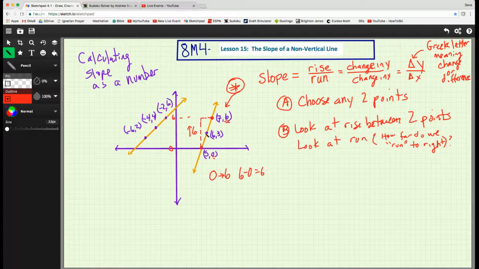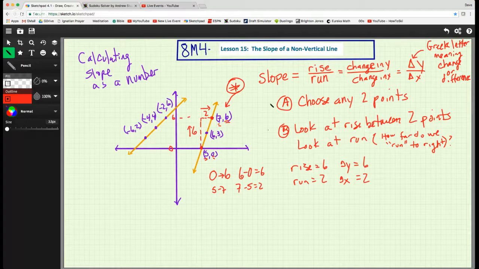Similarly, we ran to the right. How far did we go? We went from 5 to 7, and that's 2. We ran to the right 2. And so you can calculate that by finding your difference in x's. 7 minus 5 equals 2. Now notice, our rise equals 6. Our change in y equals 6. Our run is equal to 2, which is the same as our delta x equals 2. Same thing. So if you want to think about it as rise over run, you can. Change in y over change in x, you can do that too.